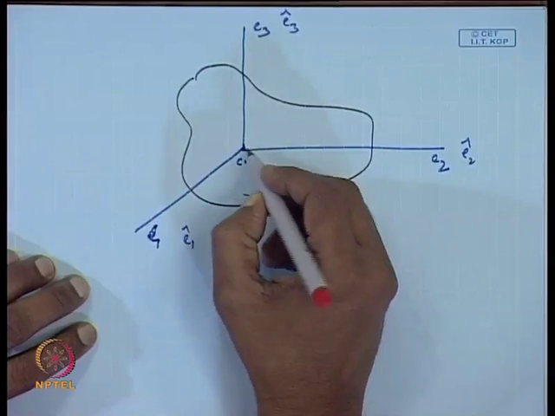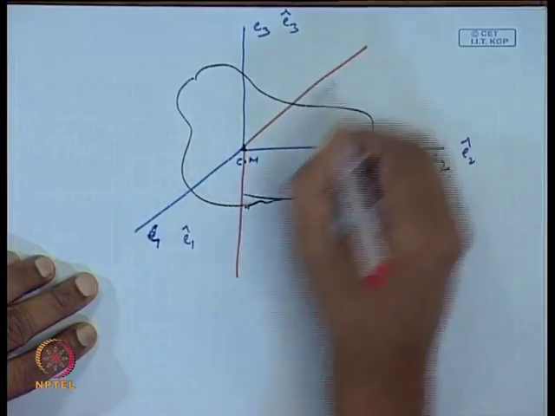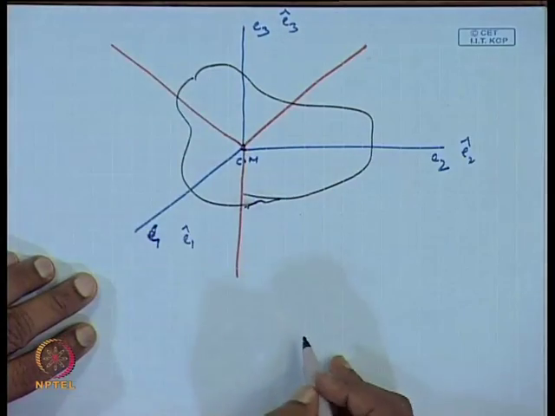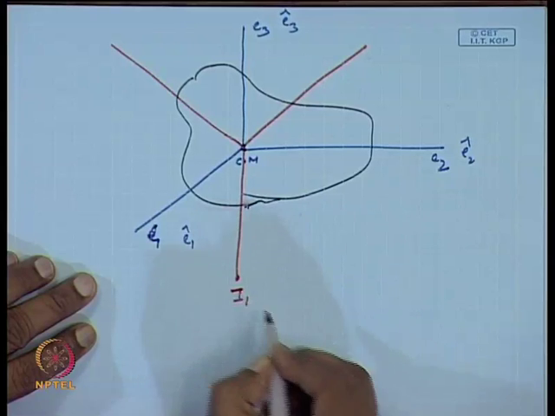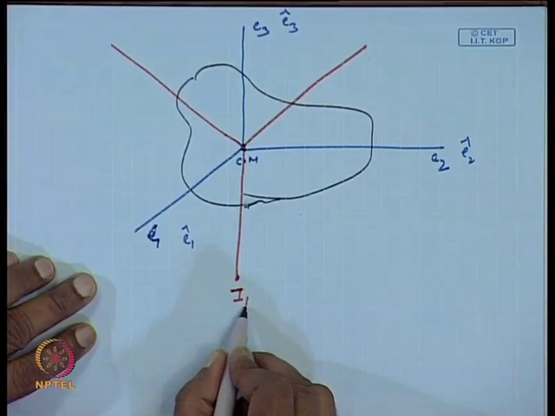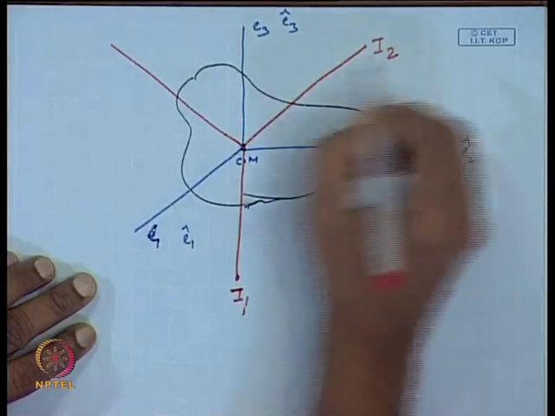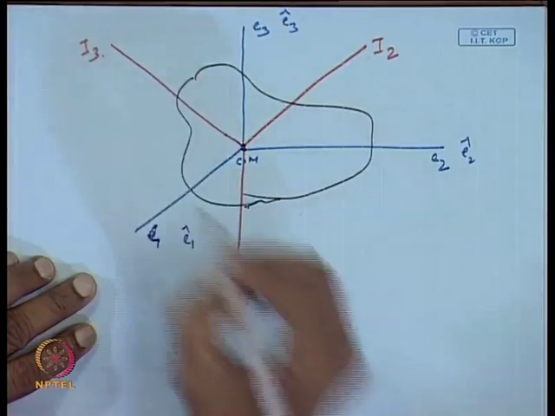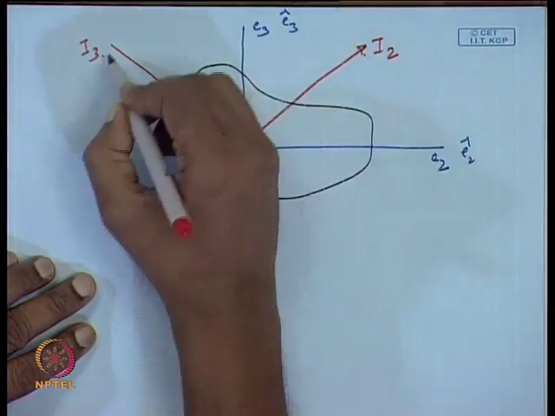Say that you show one direction like this, another direction like this, another direction like this. Okay. So, this is your principal moment of inertia. Now, instead of writing I 1 we are writing it with a bar to indicate this is the principal moment of inertia, I 2 and I 3. These are the 3 principal moments of inertia, and they are directed along these 3 axes.